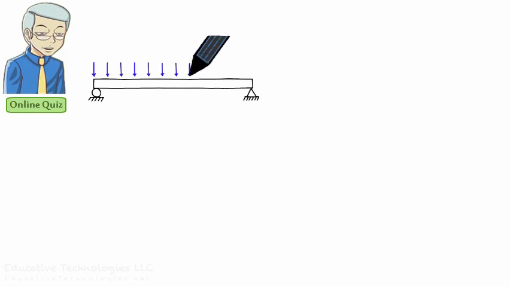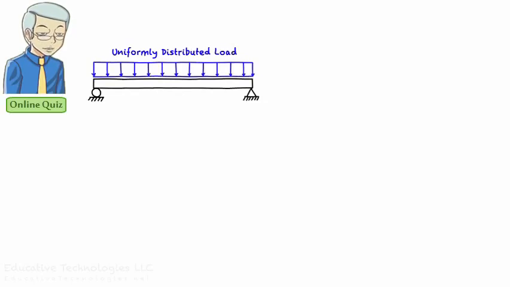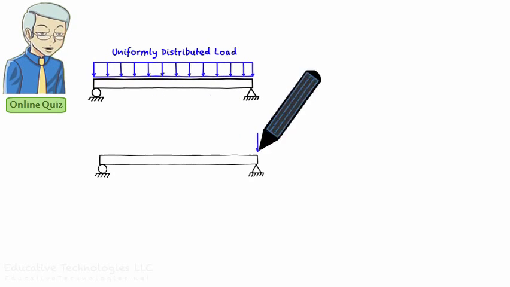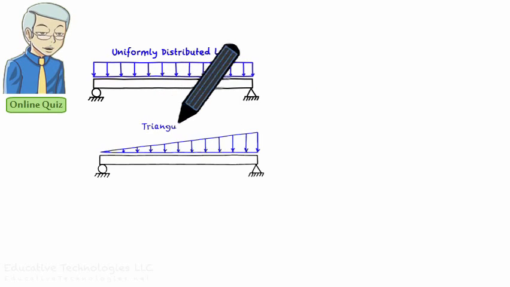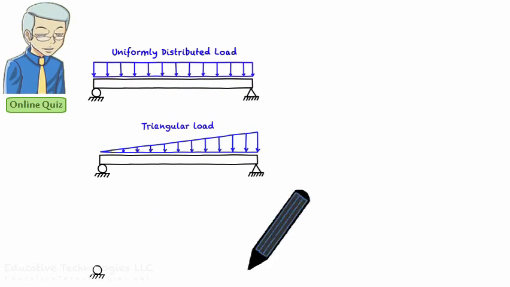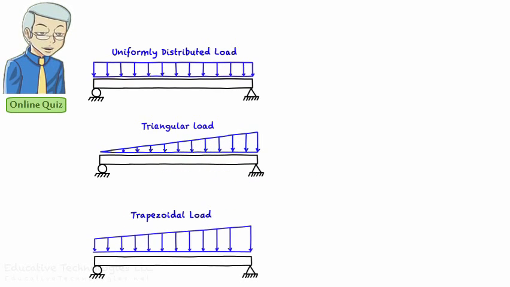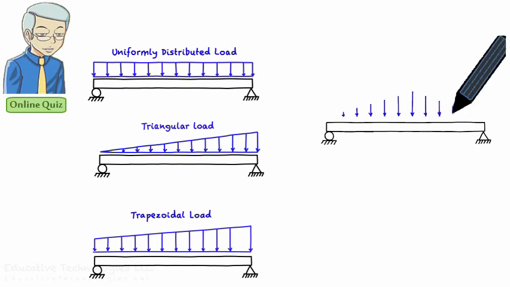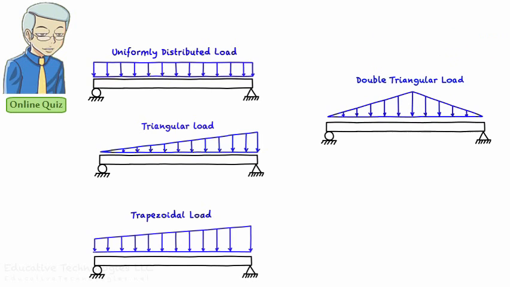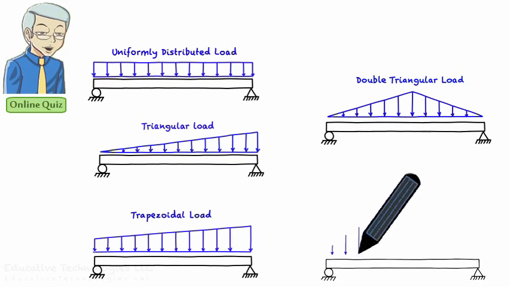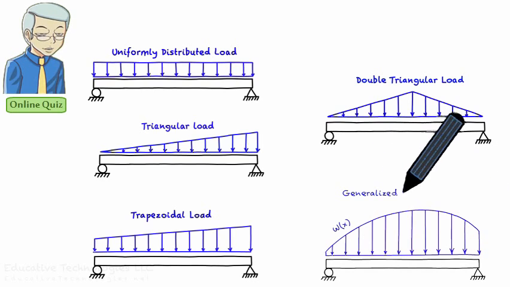We could have a uniformly distributed load. This is a constant load. The load magnitude does not change over the length of the beam. A triangular load. In this case, the load magnitude changes linearly with a constant slope. A trapezoidal load. This load can be viewed as a linear combination of a uniformly distributed load and a triangular load. A double triangular load. Or a generalized distributed load where the load magnitude is defined using an algebraic function.